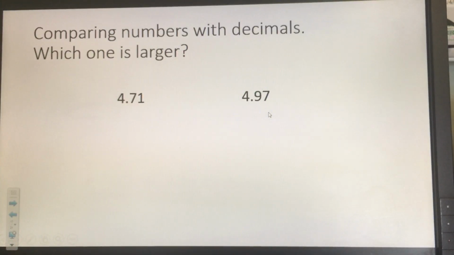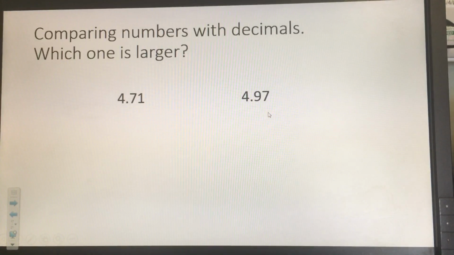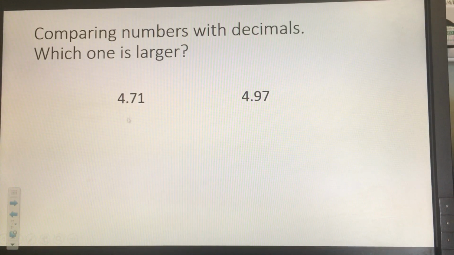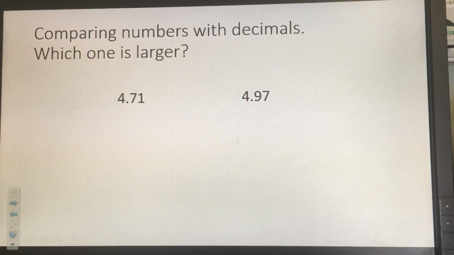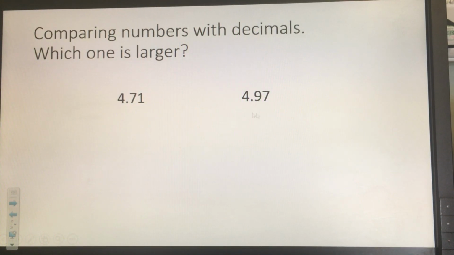Here we've got 2 more numbers, 4.71 and 4.97. Start off with the ones. Now they both have 4 in their ones column. So I'll move to the tenths column. Now this one has 7 tenths and this one has 9 tenths. So that must mean that this number is larger because it has more tenths. 4.71 is less than 4.97.